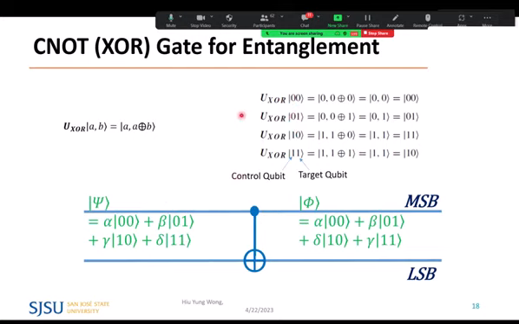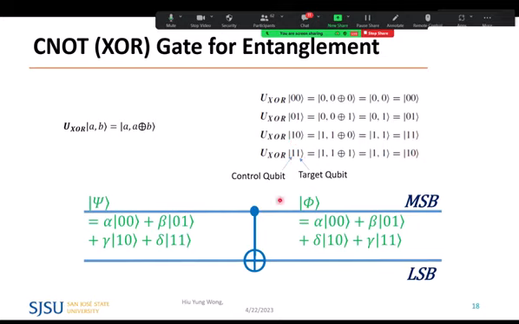I said that you have 2 qubits. One of them is the control qubit, the second is the target qubit. When the control qubit is 0, you do nothing to the second qubit. You see that? So it is still 0, 0, 0, 1. But if your control qubit is 1, you negate the second qubit. So 1, 0 becomes 1, 1, and 1, 1 becomes 1, 0.